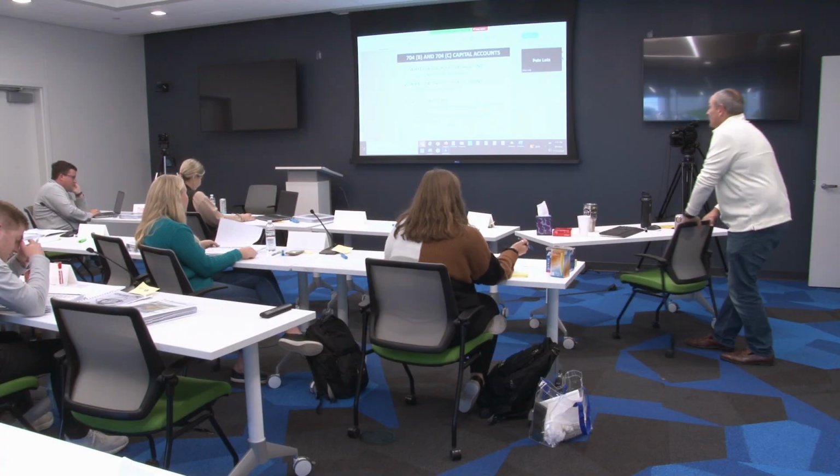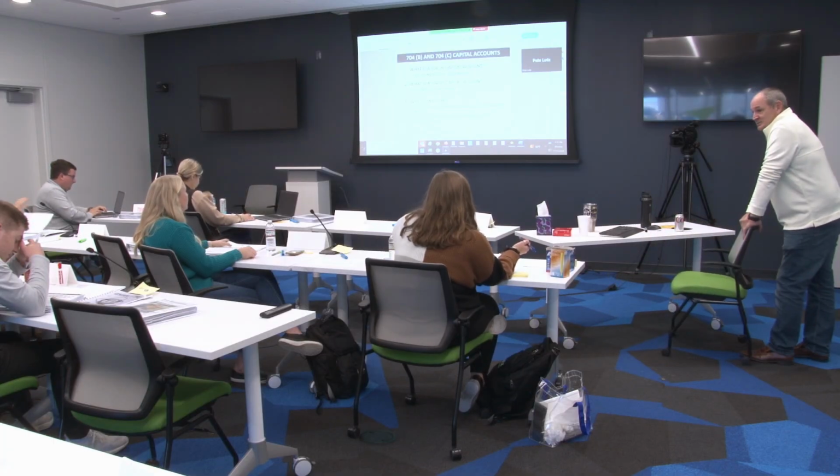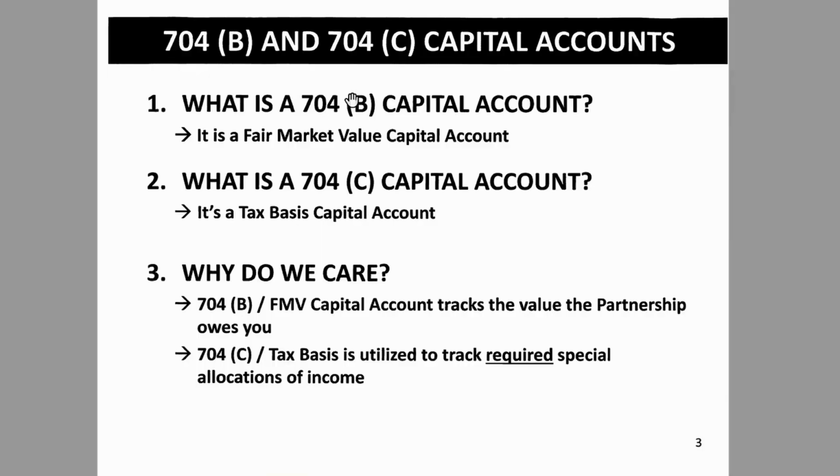Okay. Sam, what's this slide say? Says what is a 704B capital account? It's a fair market value capital account. 704C capital accounts, tax basis. Why do we care? 704B, which is a fair market value capital account, tracks the value the partnership owes you. 704C tax basis is utilized to track required special allocations of income.